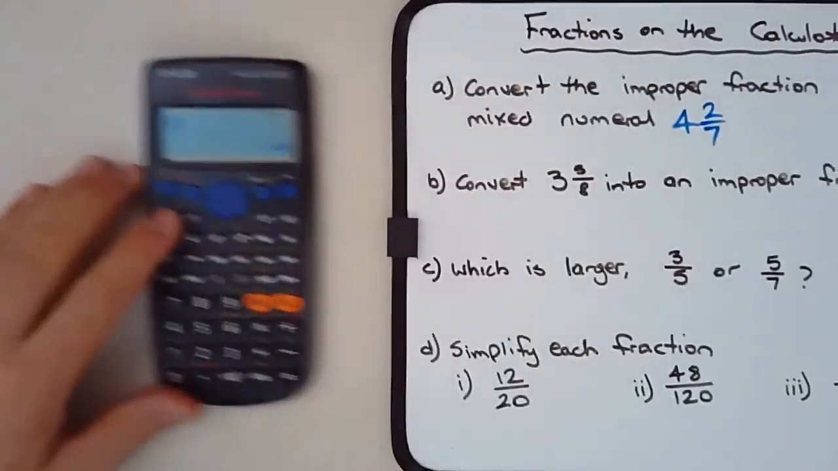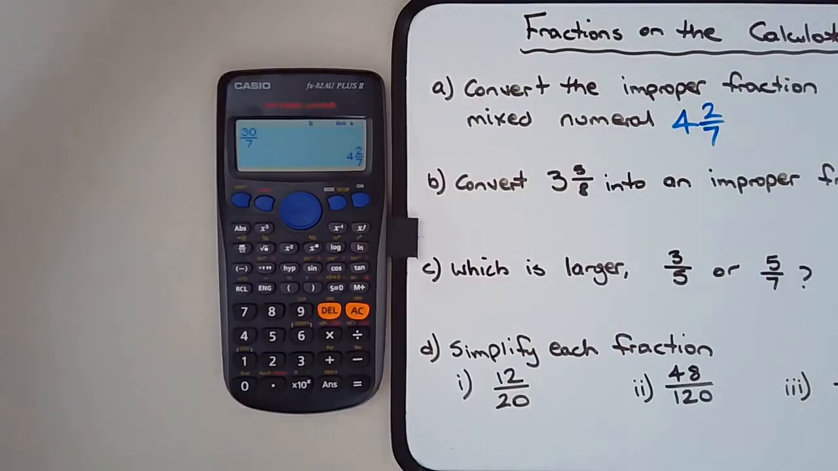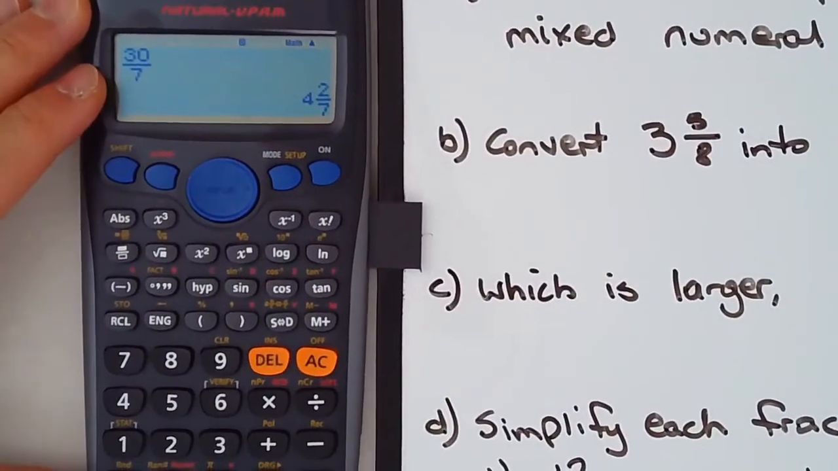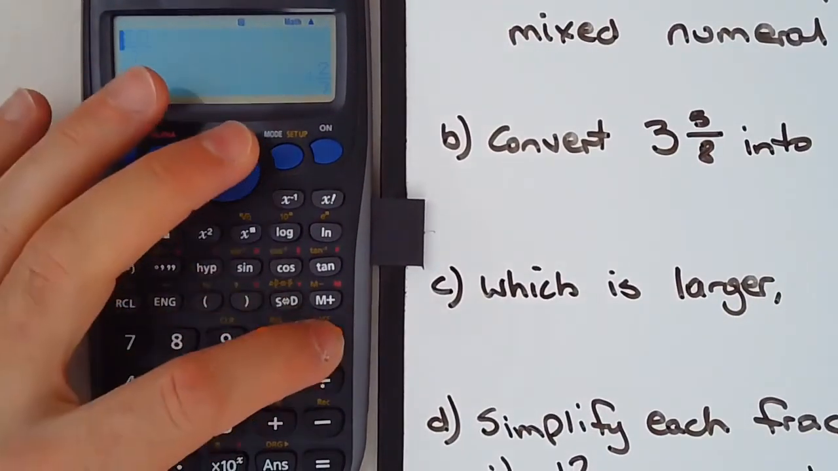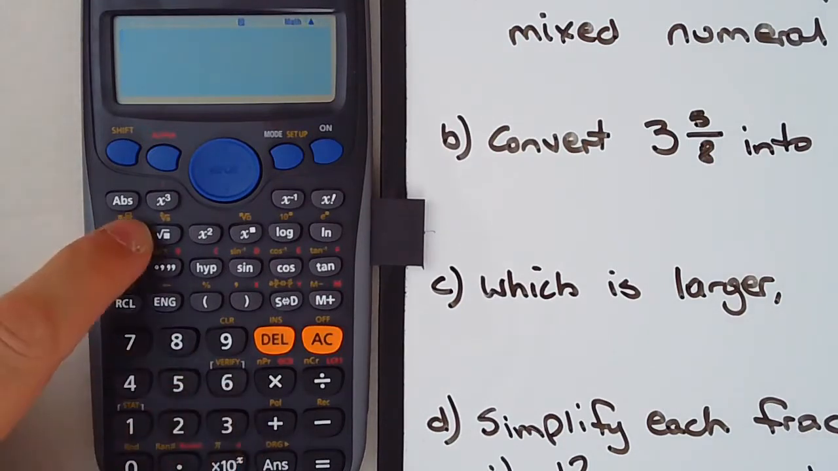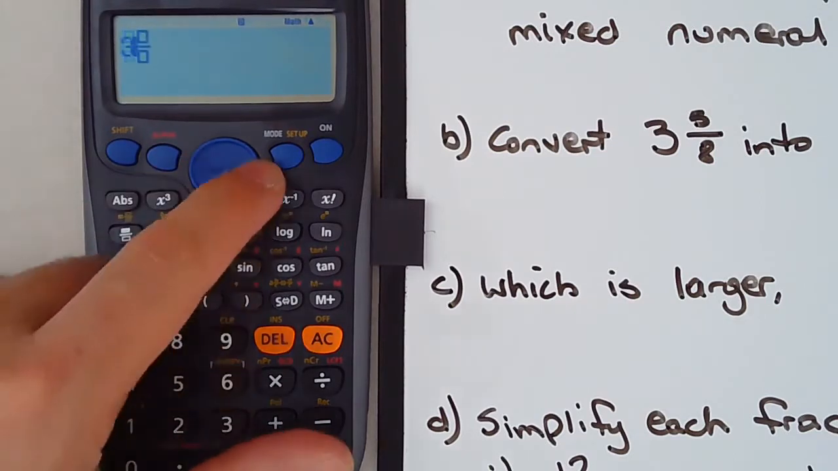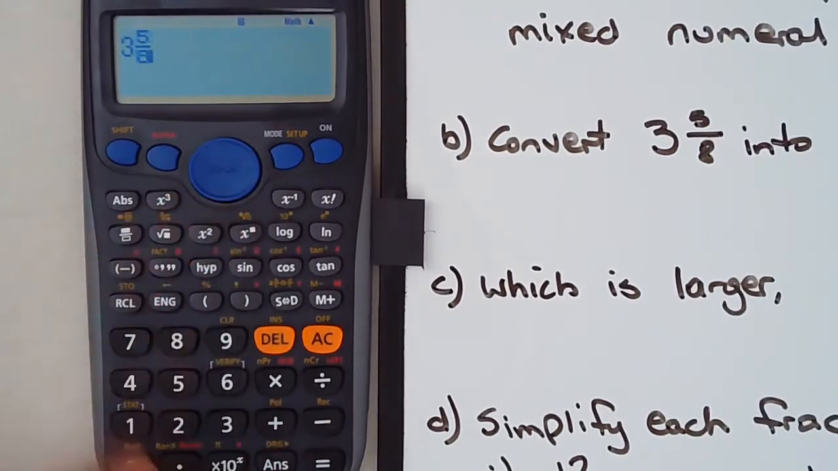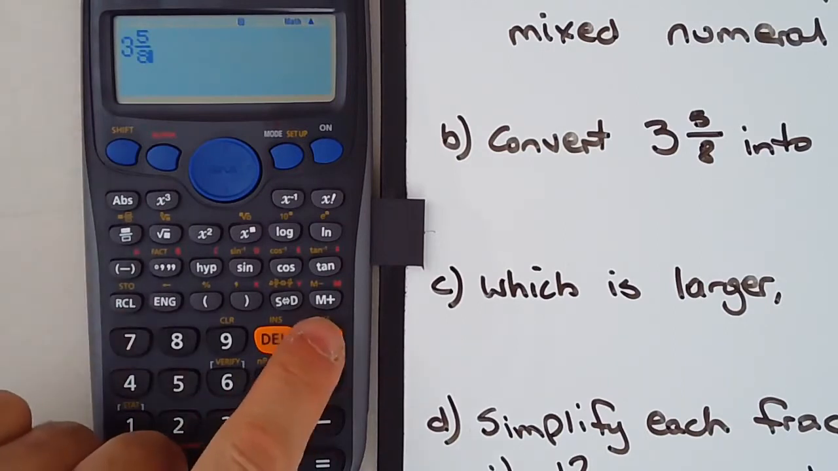So 3 5/8 into an improper fraction. Zoom in on the calculator again. Now, how do we enter a mixed numeral into this calculator? I've seen this mistake a lot, and this is what you don't do. Press the fraction button, 3, 5/8. Typing it in like this is totally incorrect.